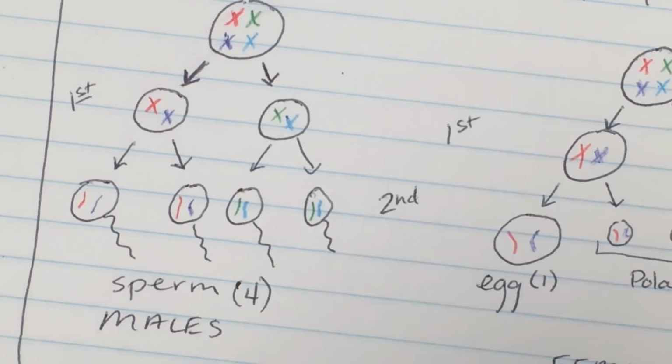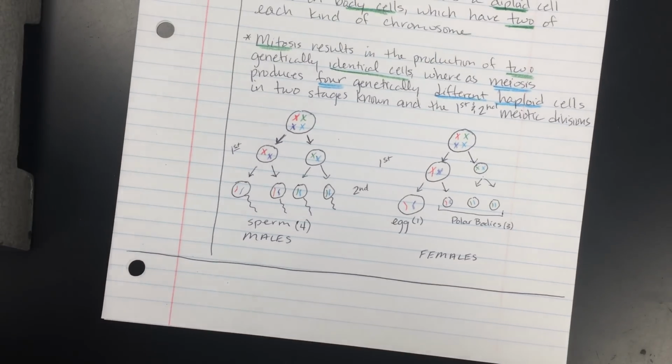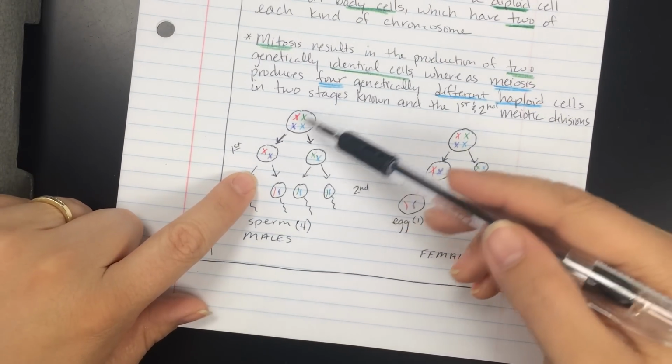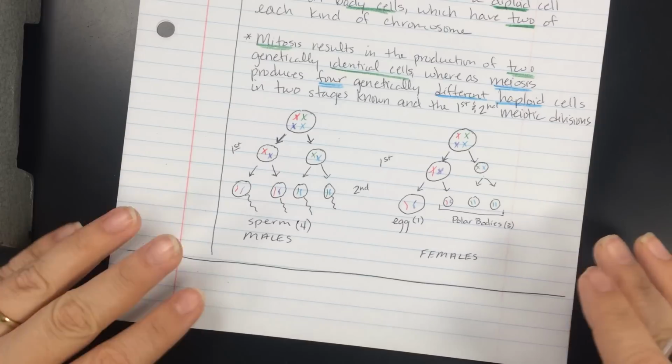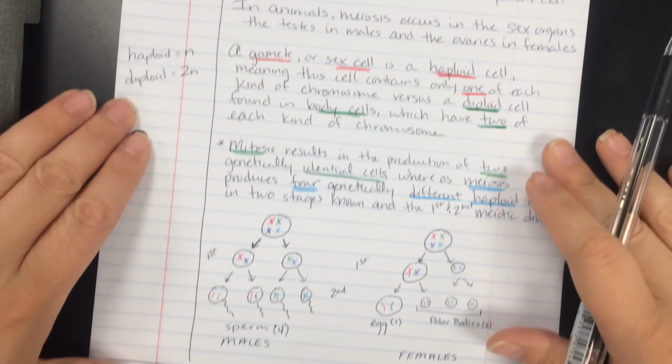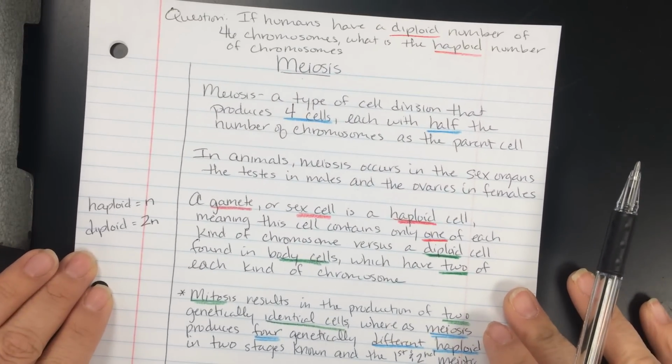So that is the basics. Now there's a lot more that happens here. There's some crossing over of genes and some exchanges that give us even more variety, but I just want you to have the basics down. And that, kids, is your notes for meiosis.